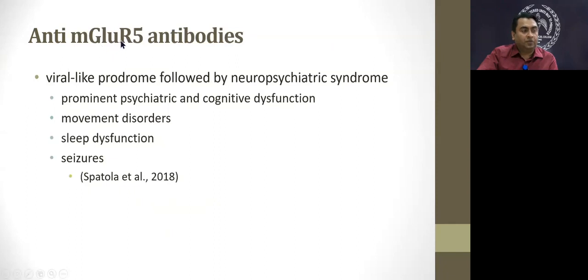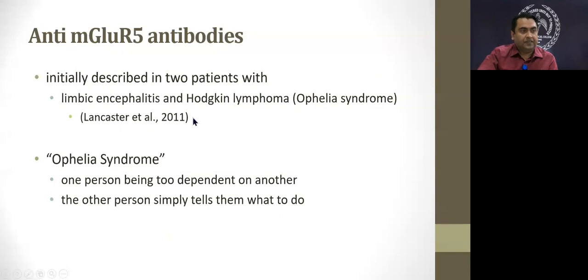Going on to metabotropic glutamate receptor 5 antibodies, it presents with a viral prodrome followed by a neuropsychiatric syndrome, with prominent psychiatric and cognitive dysfunction, along with movement disorders, sleep dysfunction, and seizures. This condition was initially described in 2 patients who presented with a limbic encephalitis picture, along with Hodgkin's lymphoma.